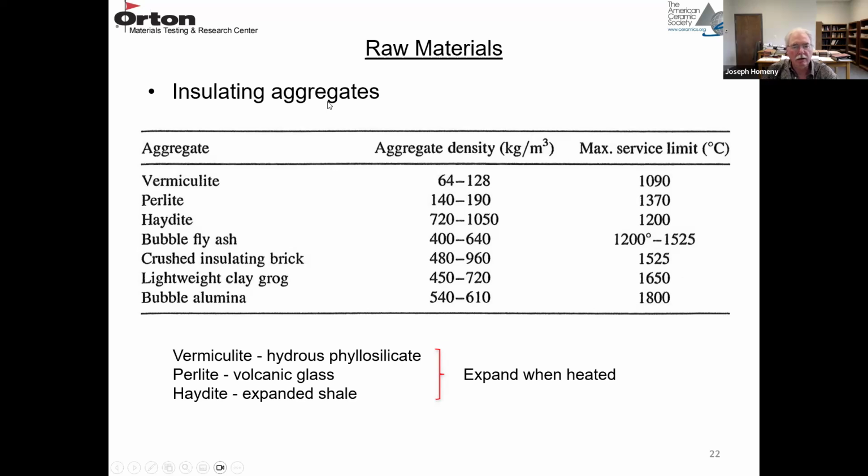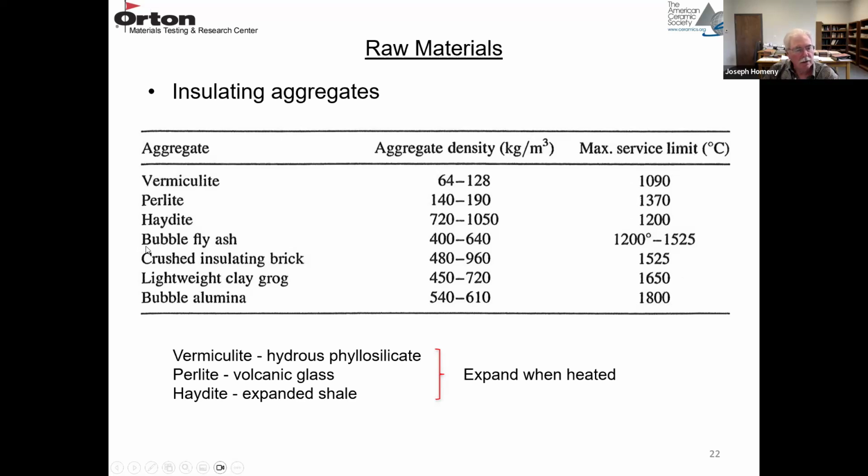We can also have insulating aggregates. Vermiculite, perlite, and haydite all expand when heated. The vermiculite is a hydrous phyllosilicate. Perlite is a volcanic type glass, and haydite is a shale that expands when heated. So these expand, create porosity, and have low density. So these are the densities in kilograms per cubic meter, and then the service temperature. So the first three here, vermiculite, perlite, and haydite, are pretty low temperature materials.